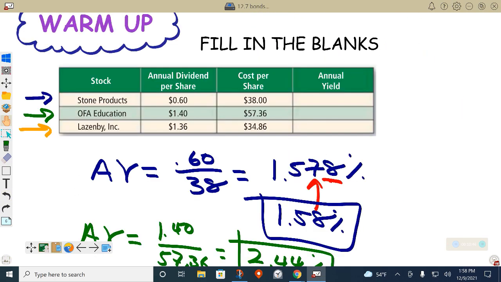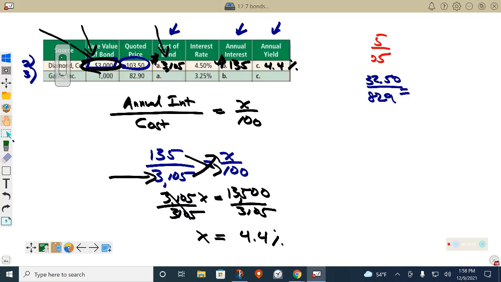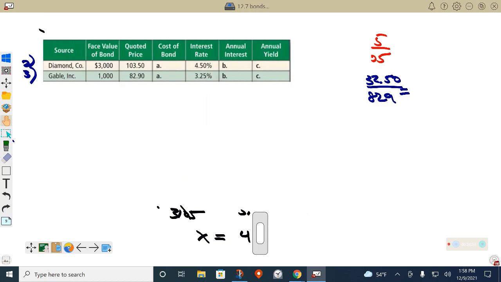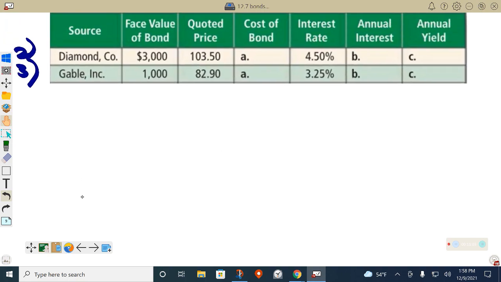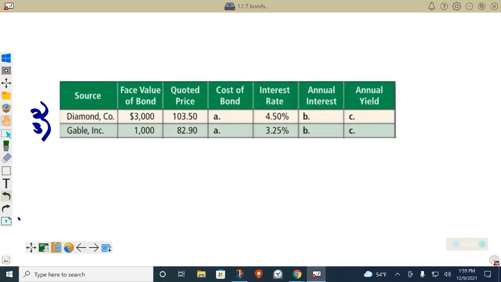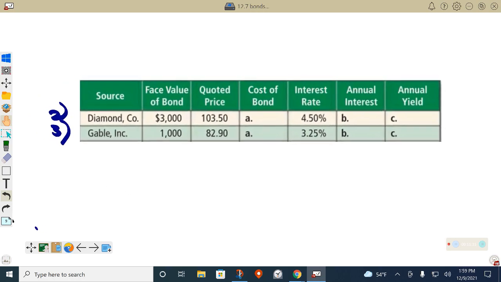A couple more examples and we're done. On this one, 2 and 3 are a part of a table. Just make a quick table on your notes. 1, 2, 3, 4, 5, 6, 7 columns, 3 rows. I'll give you about a minute to copy that down. And this is it, we're done after this table. Want to copy that down? All right, here we go.